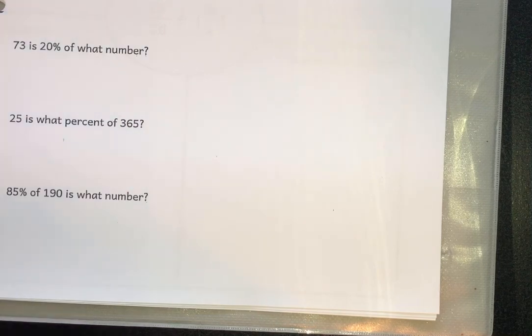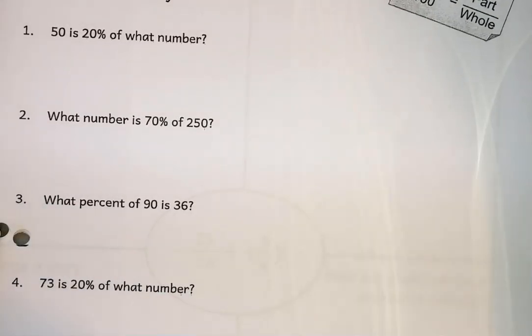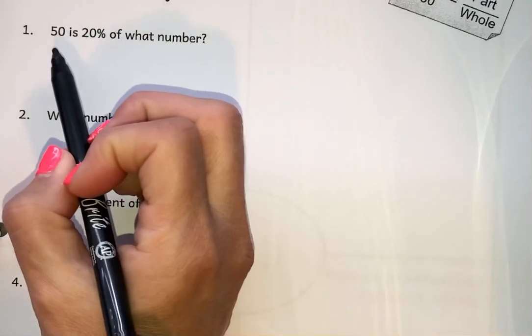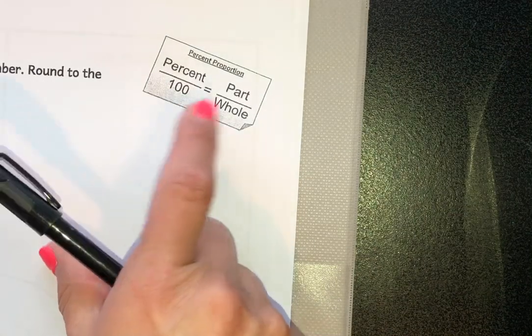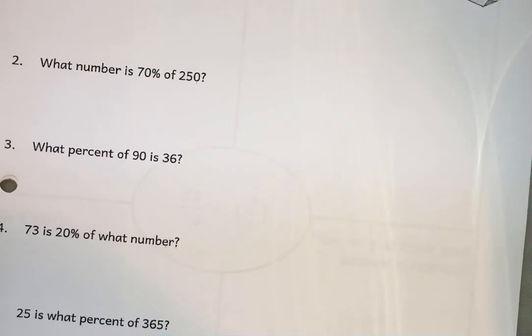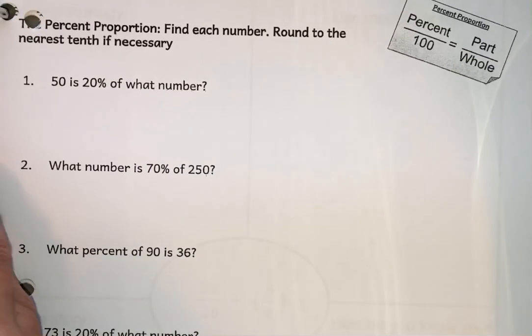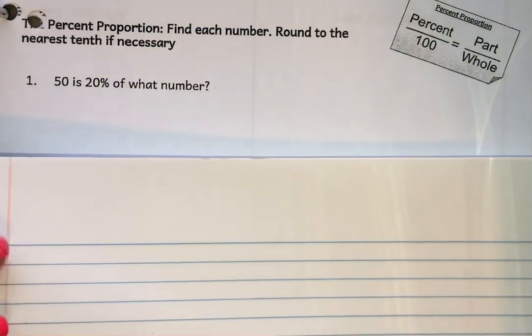So your next page, we have percent problems using proportions. So your first one we have 50 is 20% of what number? So this goes back to, and they have this information here for you guys, part over whole is going to equal your percent over 100. So your first one, we have 50 is 20% of what number?